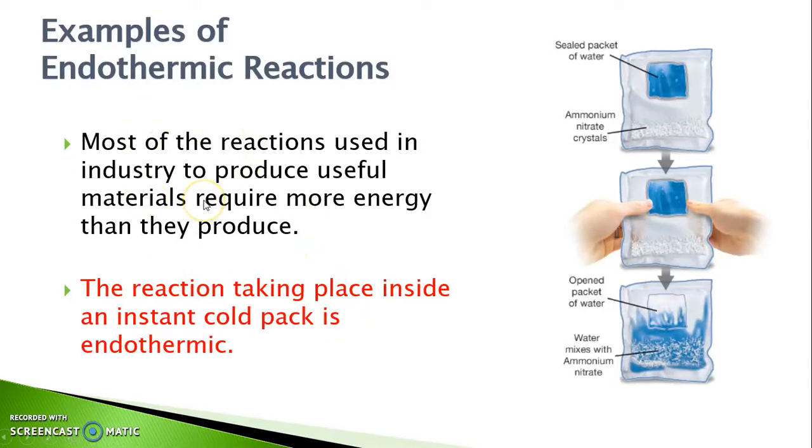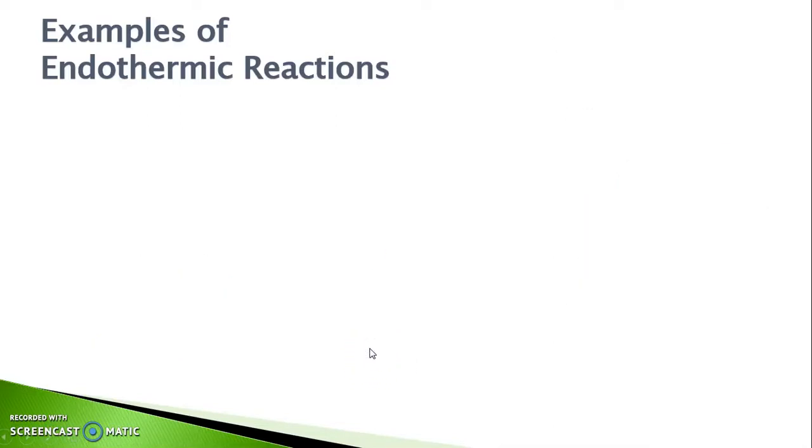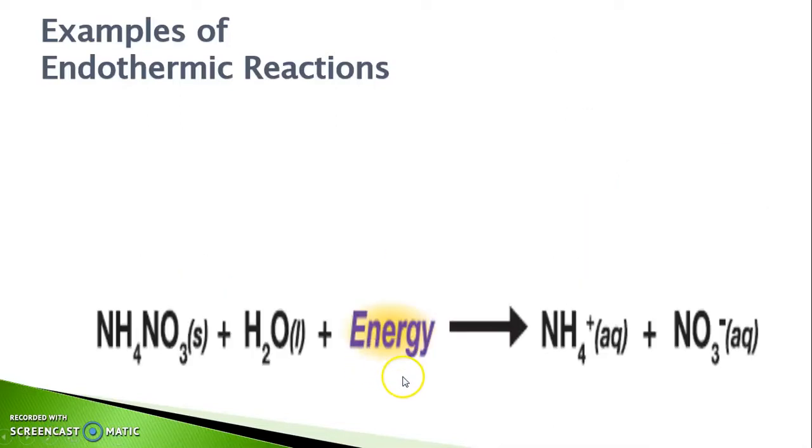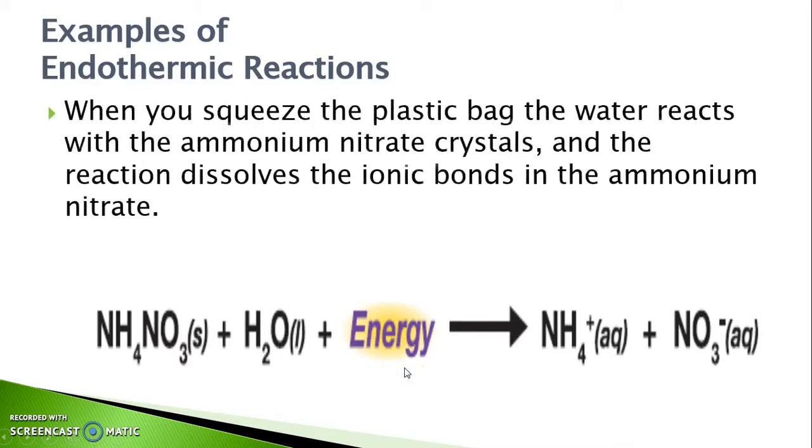Up here it says industry uses a lot of endothermic reactions because it requires more energy than what they produce. Another example of endothermic would be the equation here, same thing we talked about. When you squeeze that plastic bag in the water, it reacts with the ammonium nitrate crystals, and the reaction dissolves the ionic bonds in the ammonium nitrate. So energy is going in. That's why energy is on the left side, on the reactants.